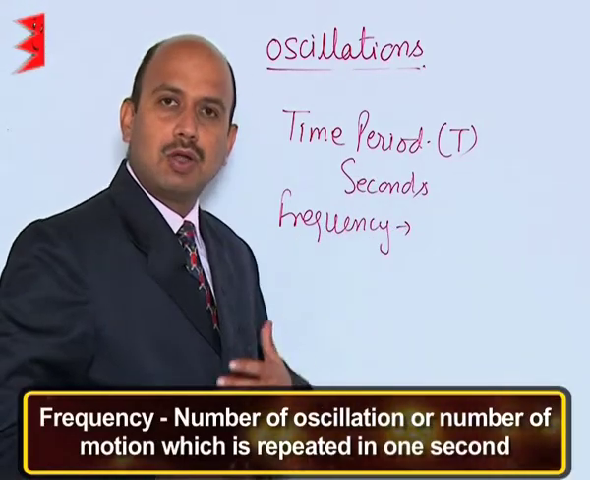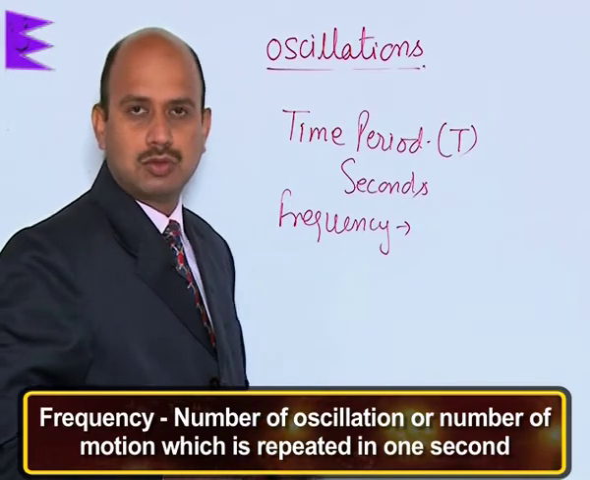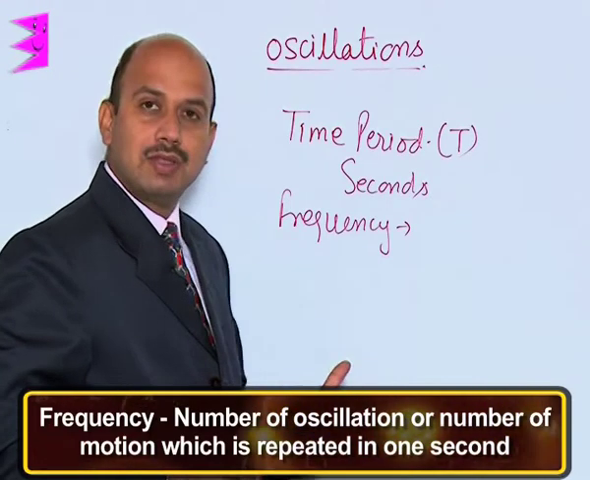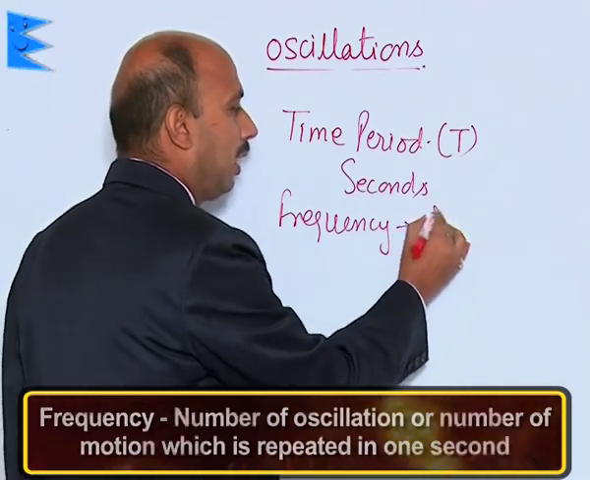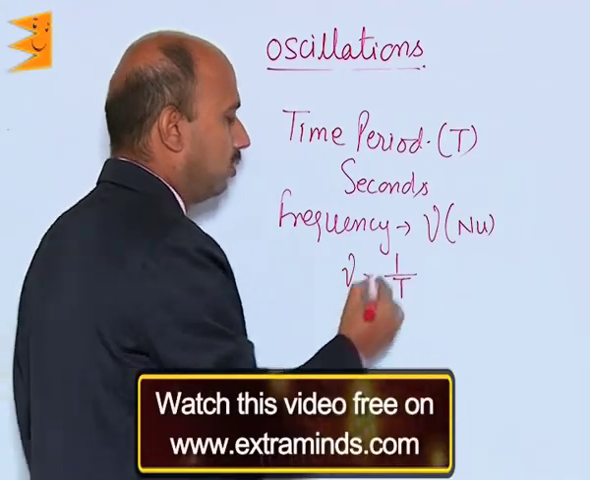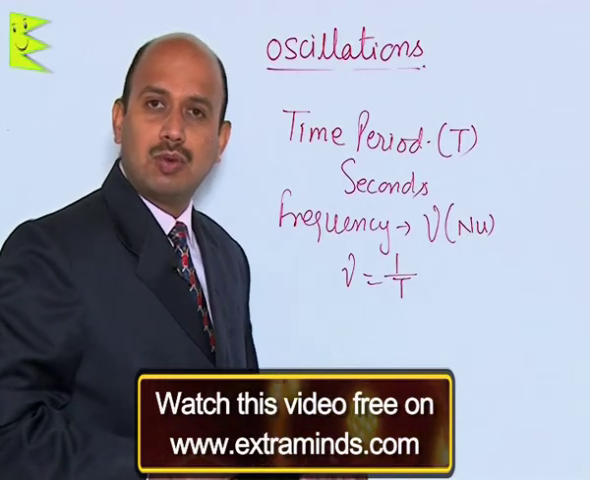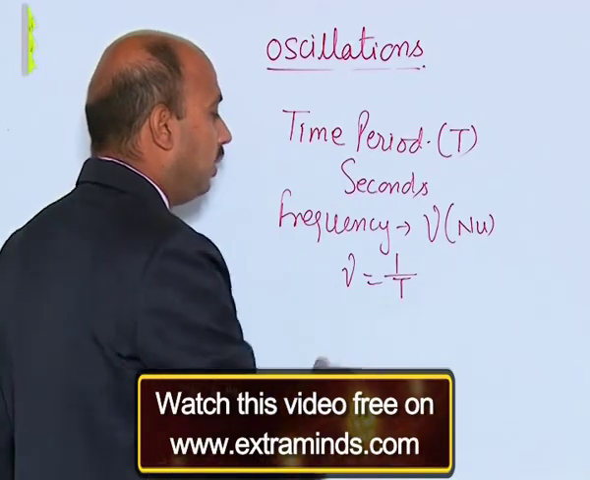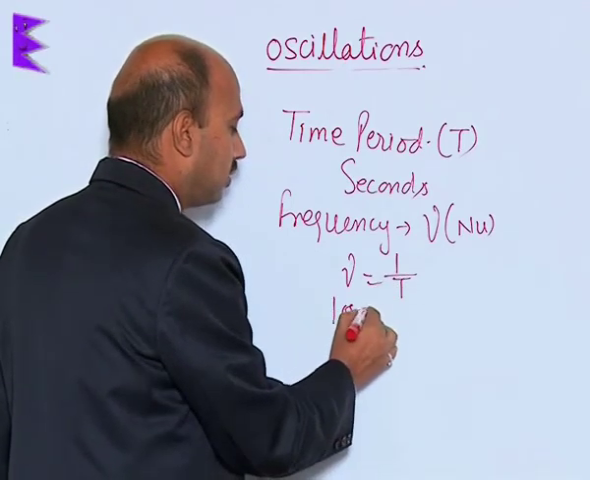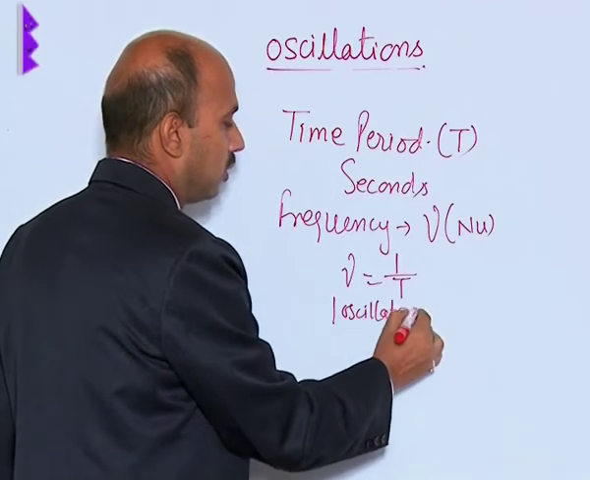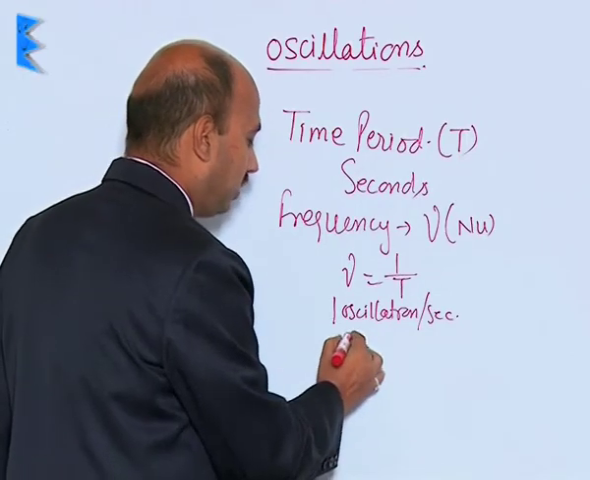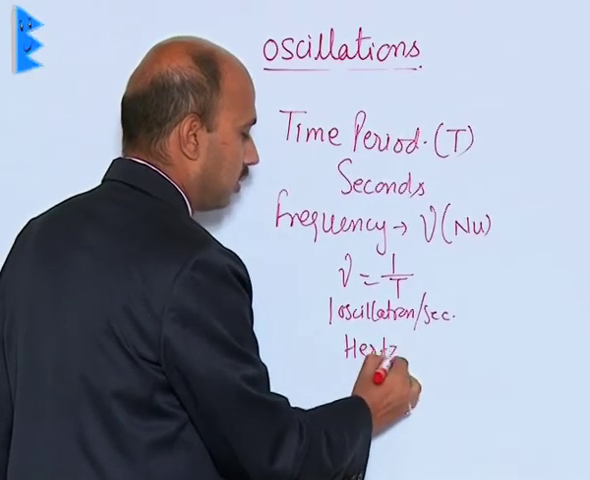After time period, there is another one called frequency. Frequency is the number of oscillations, or the number of motions, repeated in 1 second. Frequency is represented by nu, and nu is equal to 1 upon T. Simply, the number of oscillations per second is known as frequency, and its unit is 1 oscillation per second, or the SI unit is hertz.